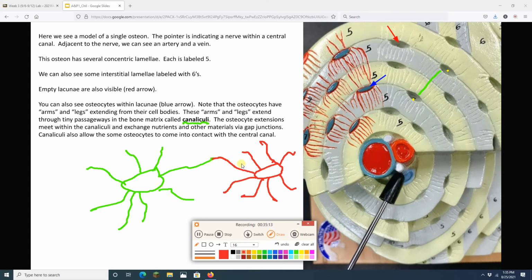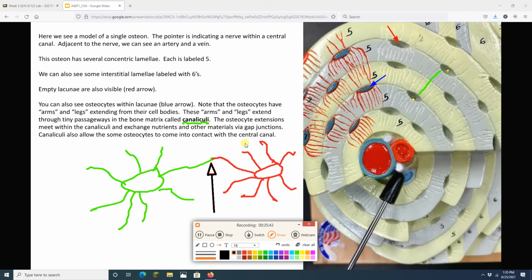The arms and legs of neighboring osteocytes touch one another. And at that point right there, at that junction right there, at that junction, let's make it a black arrow so I don't get confused. At that junction, there are gap junctions right there, allowing the cells to exchange nutrients, information, wastes, whatever need be.